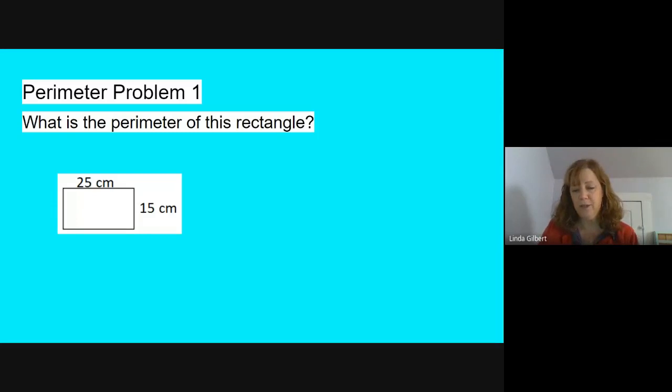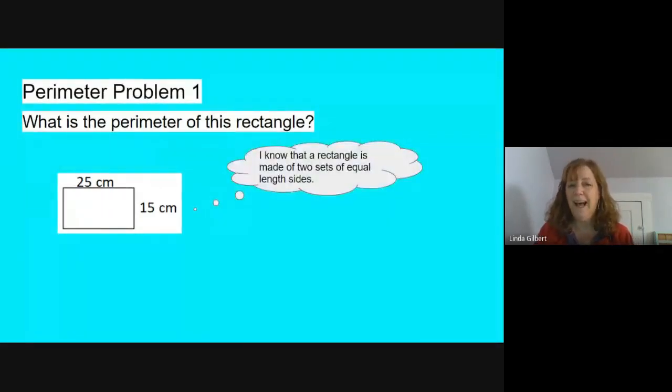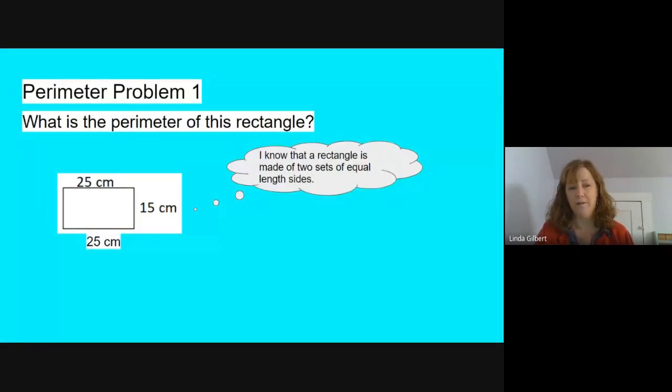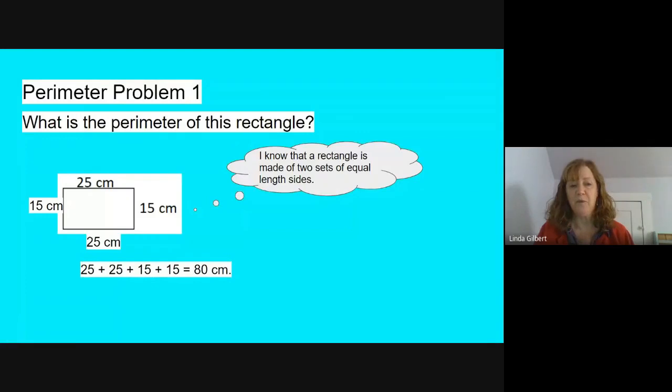Okay, so when I was looking at this rectangle, my first thought was, I know that I need to find the number all the way around the sides, but they've only given us 2 measurements. But I know something about rectangles. I know that a rectangle is made up of 2 sets of equal length sides. So if the top is 25, the bottom is 25. And if the right side is 15, the left side is 15. So to add those up, 25 plus 25 plus 15 plus 15 is 80. So the perimeter is 80 centimeters. Do you agree?